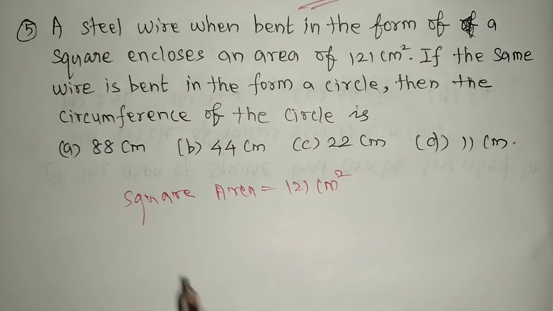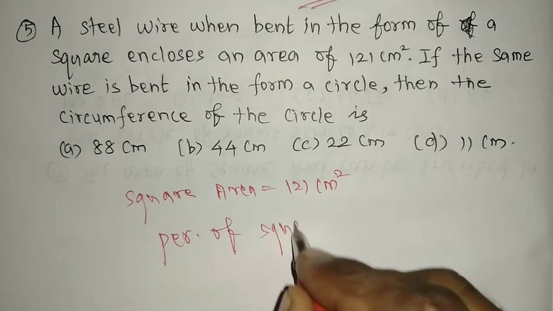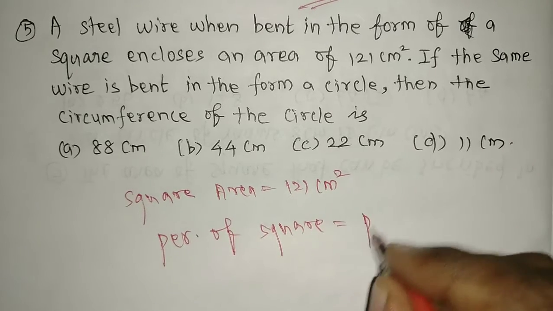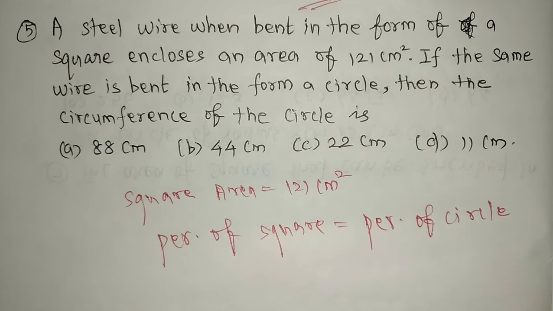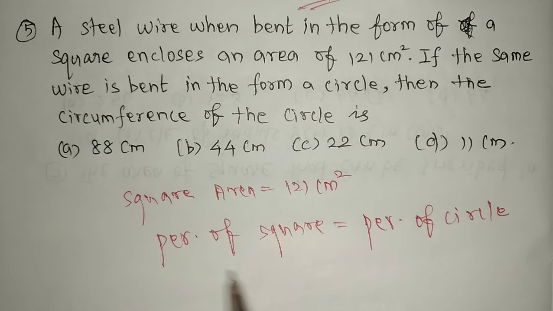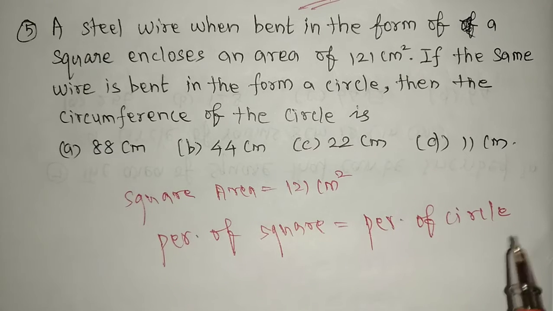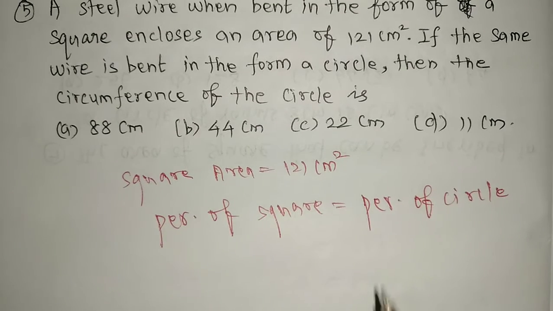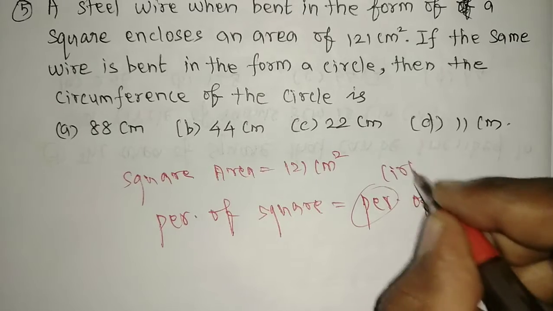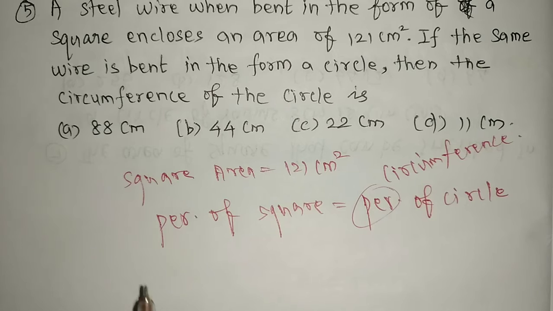So indirectly what they are telling is, perimeter of square is equal to perimeter of a circle, meaning circumference. Okay, both are the same. So here if we find the perimeter, it is equal to the circumference of the circle. So both are the same only. If you find the perimeter of the square, the same thing is applicable for a circle. That's it. Now we'll go for this. So perimeter, in the sense circumference, I told you. Right. Now we'll go for this.